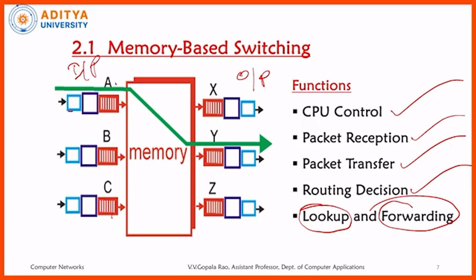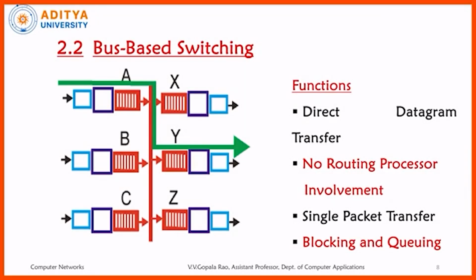So now another important thing is bus based switching. Here bus means a common channel, a common wire, a common cable you can call. Here also there are certain things to be identified. Of course, ABC and XYZ are identified. ABC are related to the input ports and XYZ are related to the output ports. But there is a common channel that is identified here in the red color.